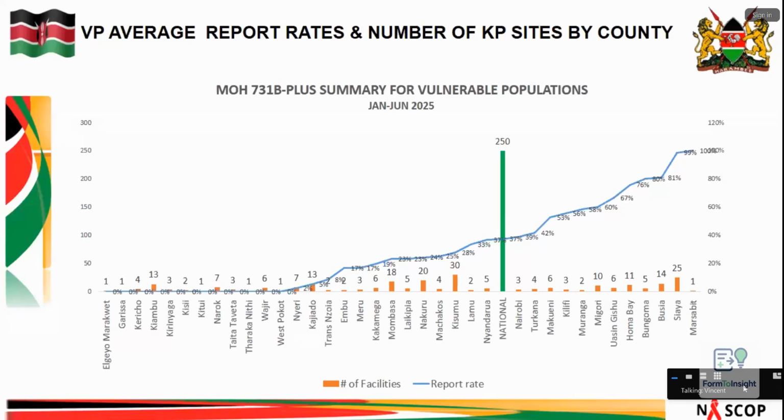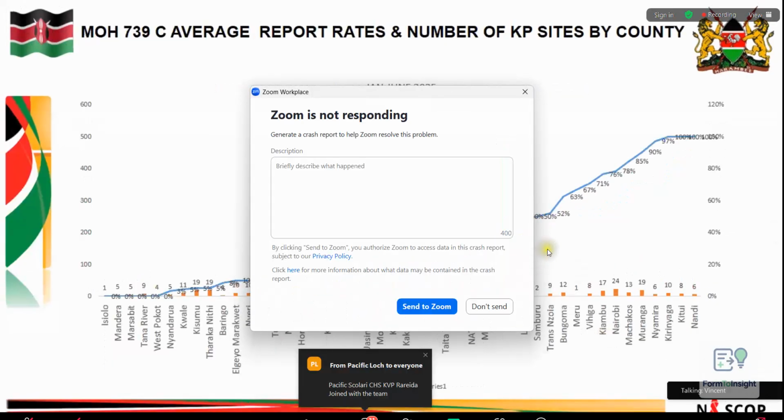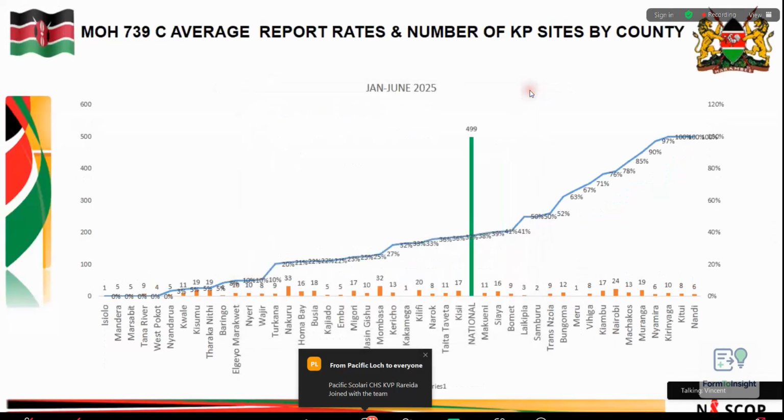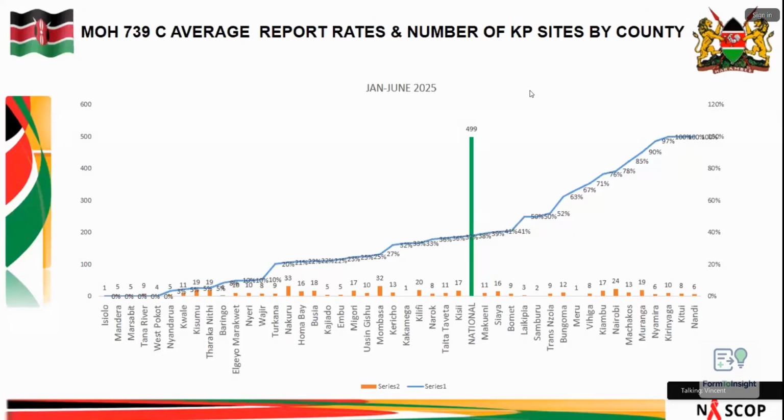So this is MH 739C. Nationally, we expect 499 facilities to report on that data set. And remember, if you've been allocated 739C, then you need to allocate again the one for VP or the one for KP. But you find that for KP we had around 537 facilities, but for 739C we have 419. So it means we have facilities doing either VP or KP services that have not been allocated the 739C data set, which again we also need to address.